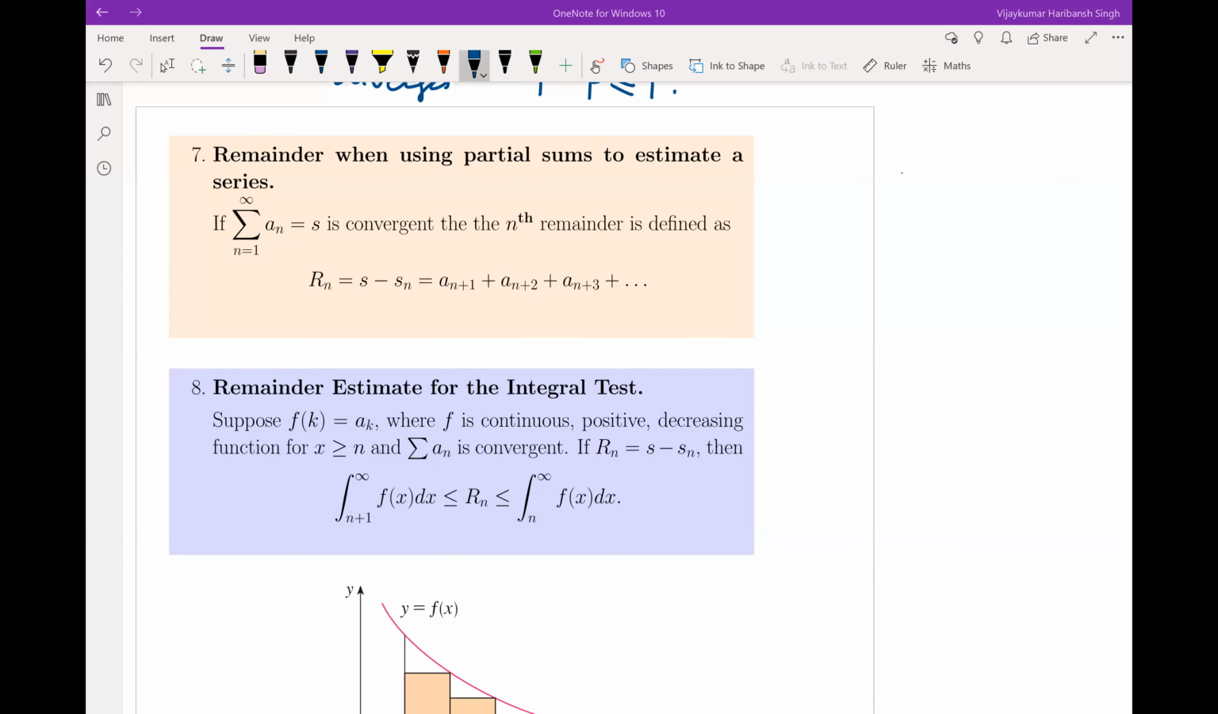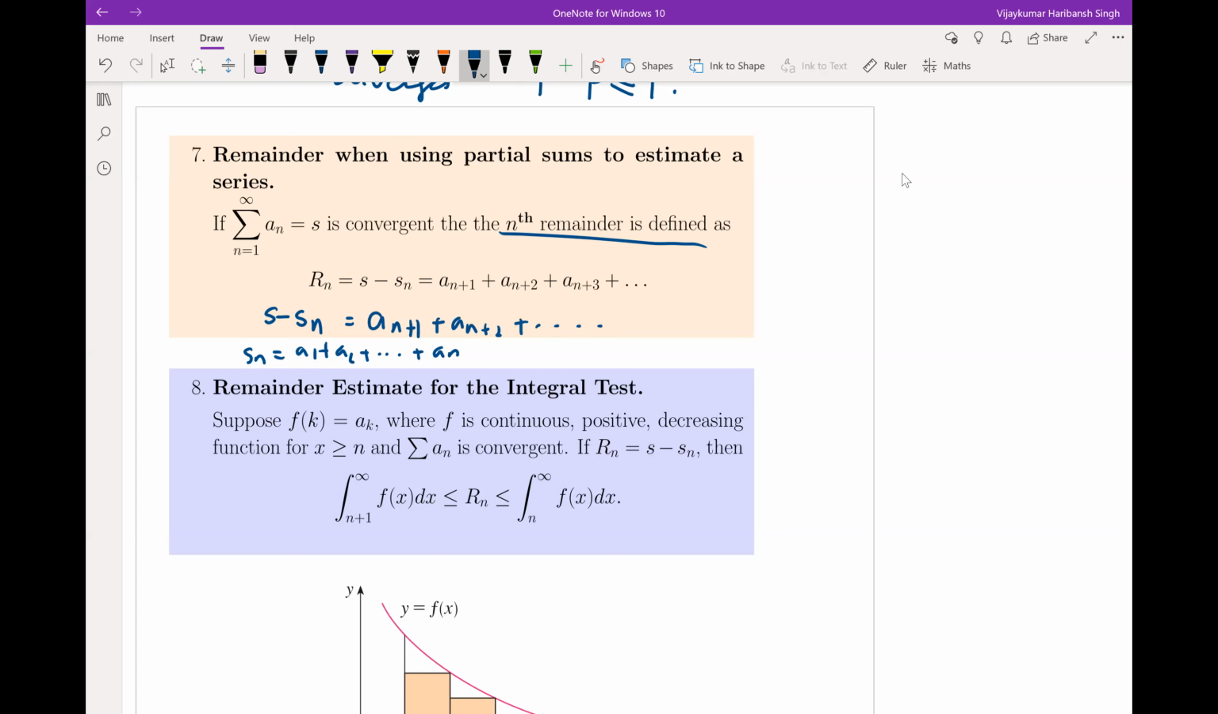So now the next question is the following. Suppose I have a series, summation n equals 1 to infinity of an, and this series sum is s, so it's a convergent series. In that case, we want to define the nth remainder, which is s minus sn. Since sn is a1, a2, up to an, this remainder is going to be a(n+1) plus a(n+2) and so on.